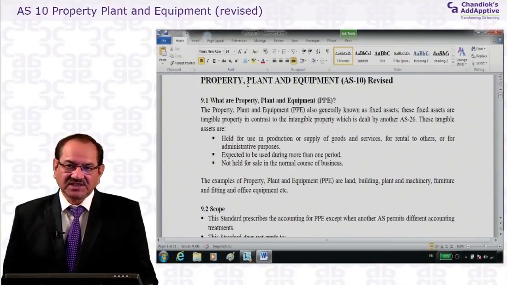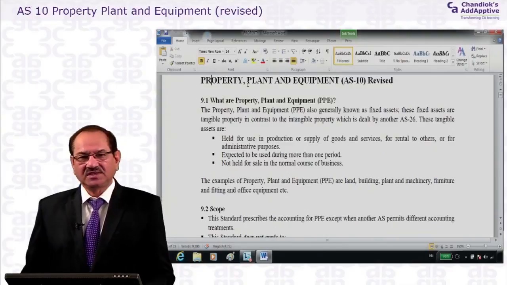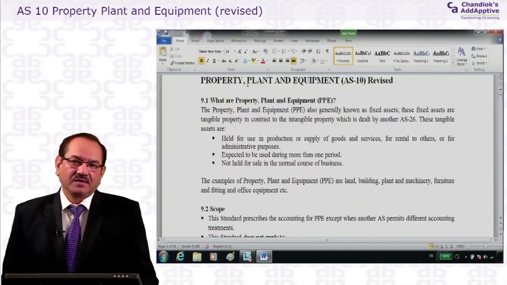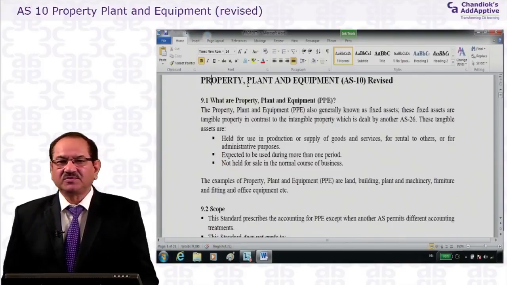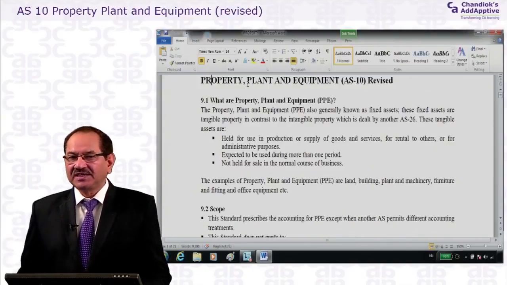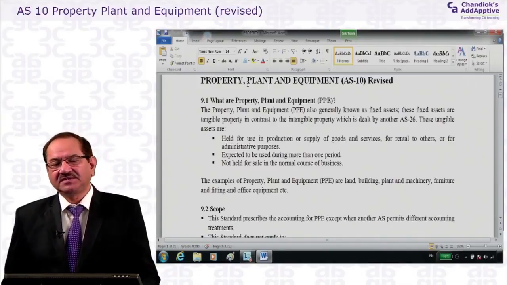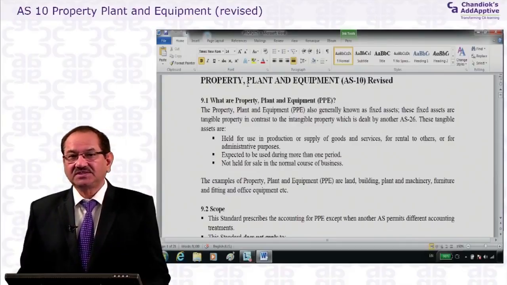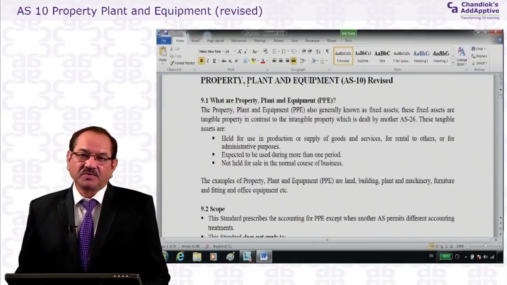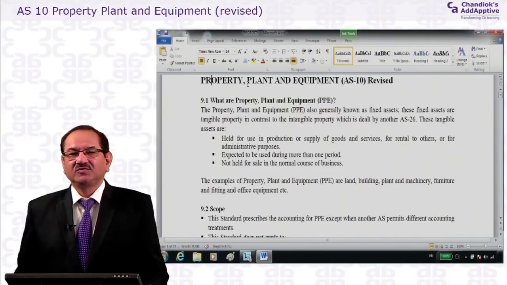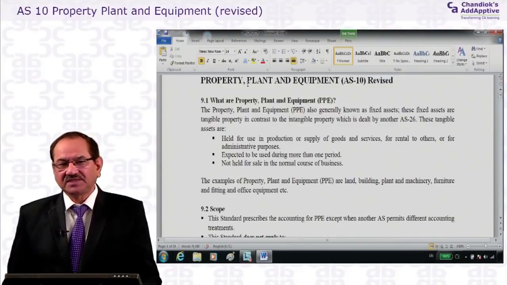There is also a slight change in Accounting Standard 4, contingencies and events occurring after the balance sheet date, and that is as regards the proposed dividend. In Accounting Standard 4, the proposed dividend was shown as a current liability under the head provisions. Now any proposed dividends will not be recognized in the balance sheet, or shown on the liability side. It will be disclosed through notes to the financial statements.